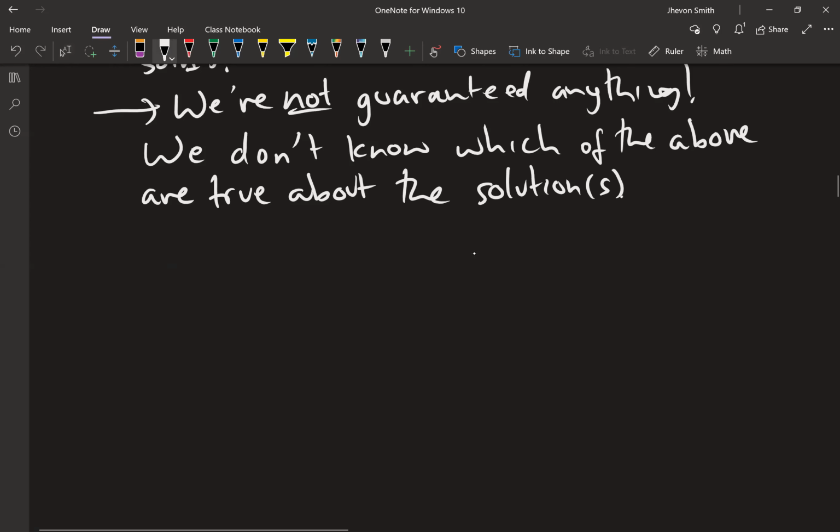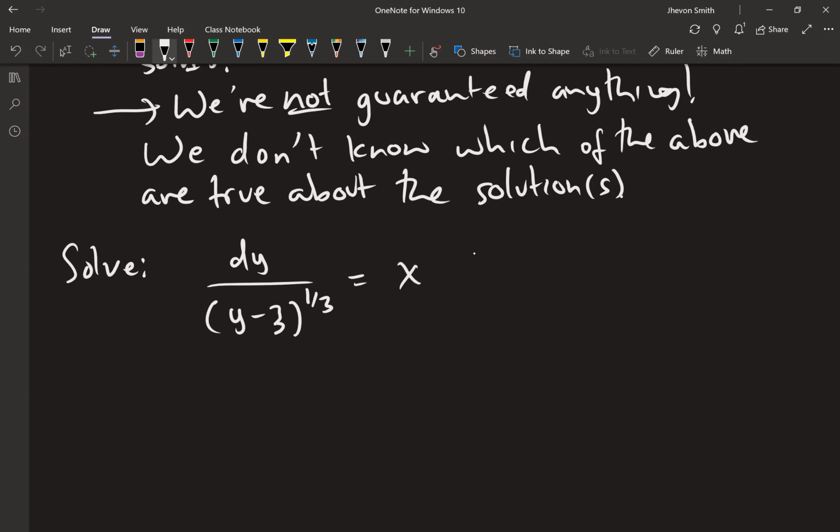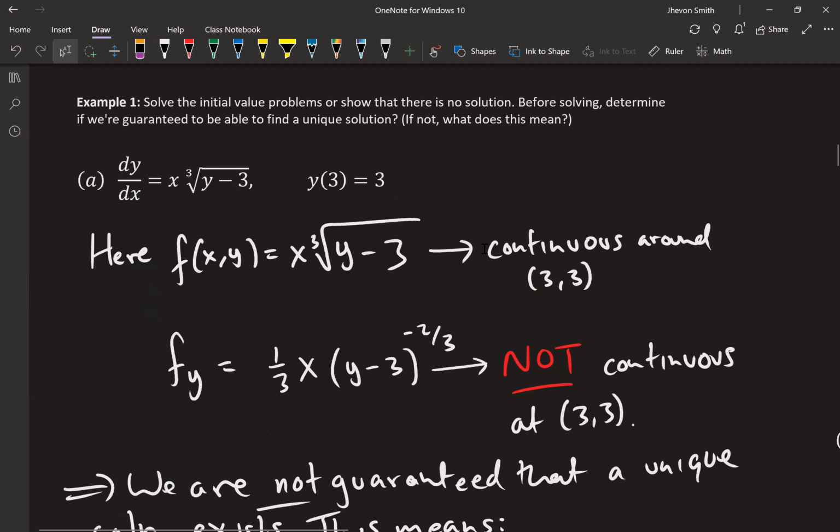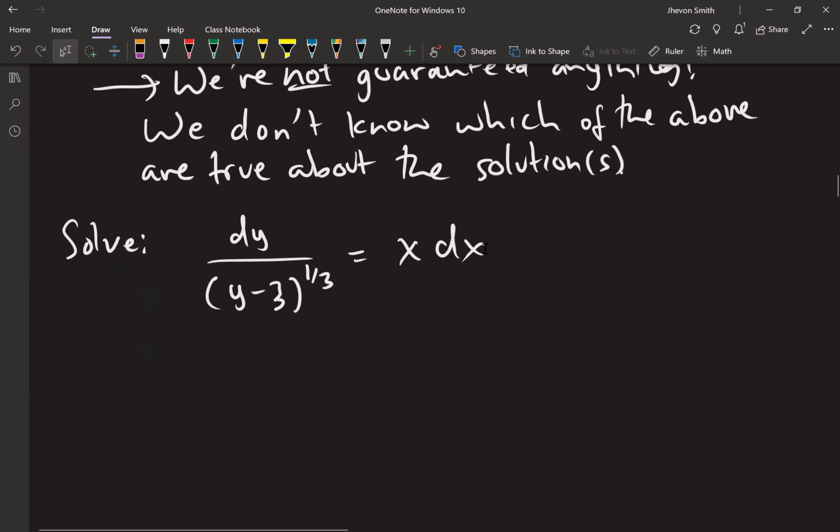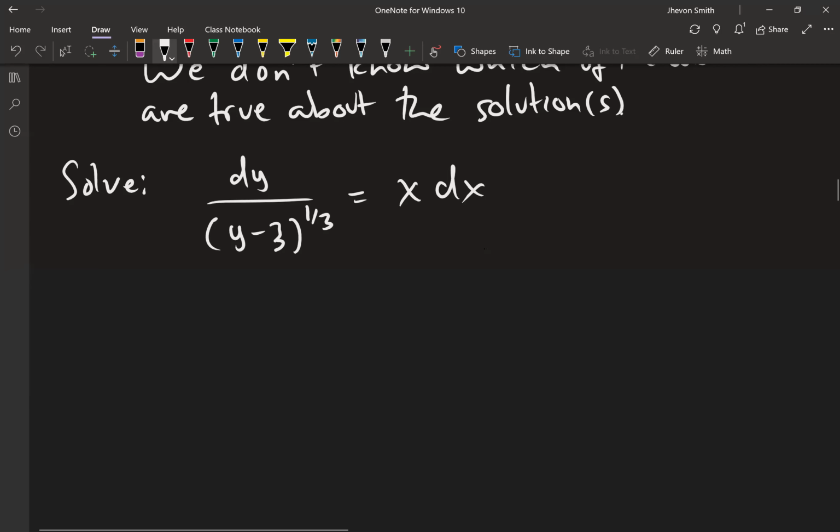So this one is possible to solve. We would just separate the variables: dy over (y minus 3) to the 1/3 equals x dx, just by moving the y minus 3 to the 1/3 under. Then we can integrate both sides. So I would add 1 to the power, and divide by the new power.